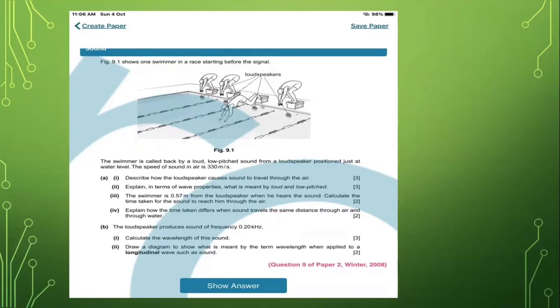The first part states: describe how the loudspeaker causes the sound to travel through the air. This is the same as the first part of the previous question that we have discussed. The second part states: explain in terms of wave properties what is meant by loud and low pitched. This is similar to the MCQ that we did.